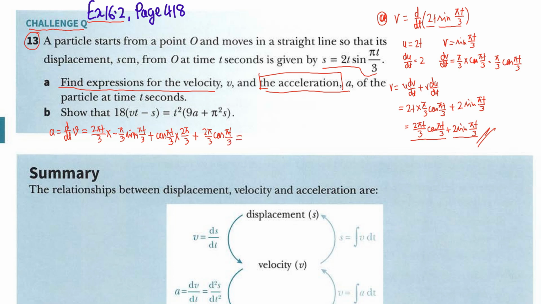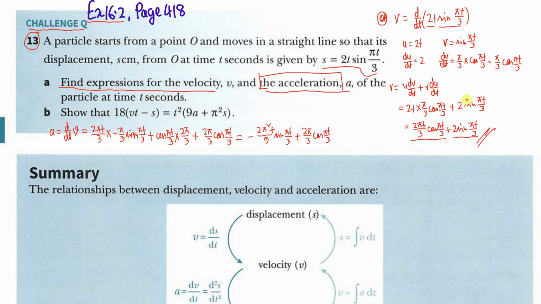Let me write it in the simplified form. Then we can write this one: minus 2 pi square t, because we multiply pi by pi and divide by 9, then sine pi t by 3, the first part. Then the second term is 2 pi by 3 cos pi t by 3.